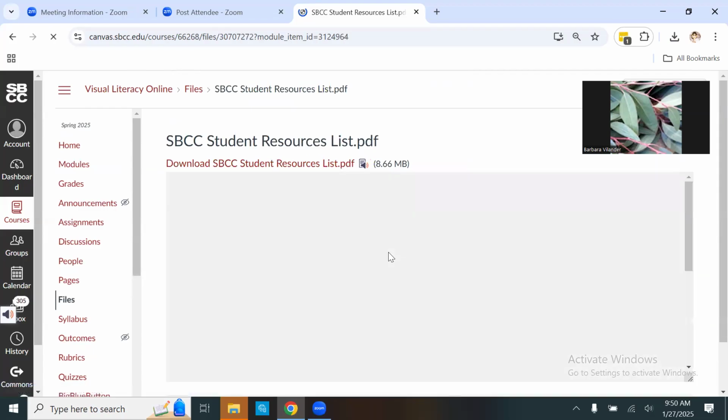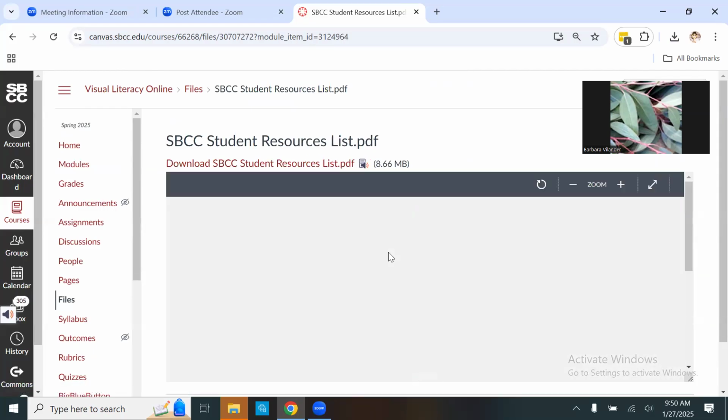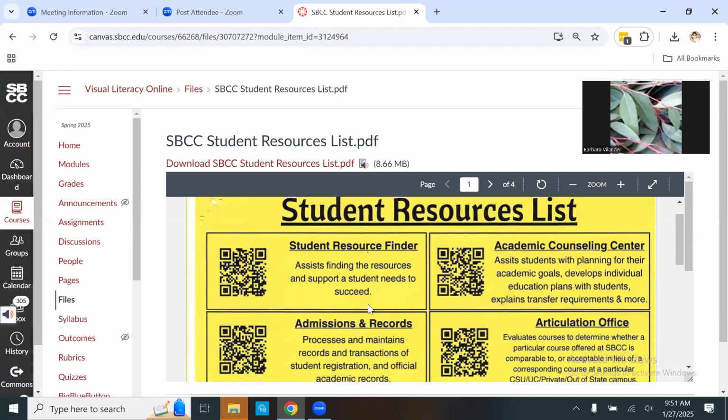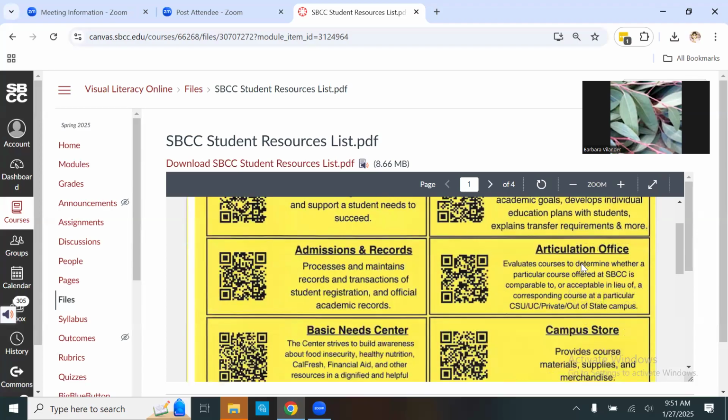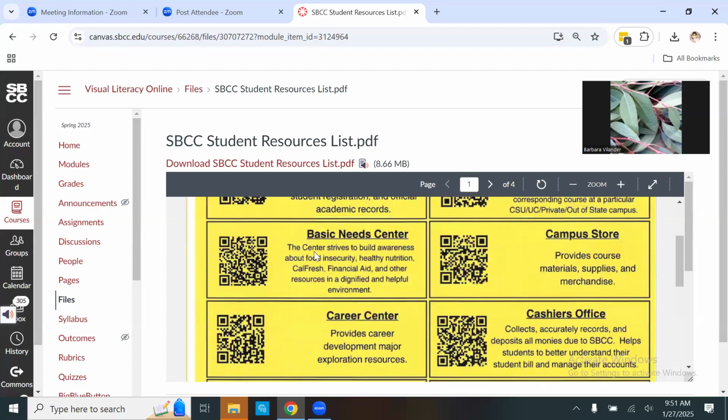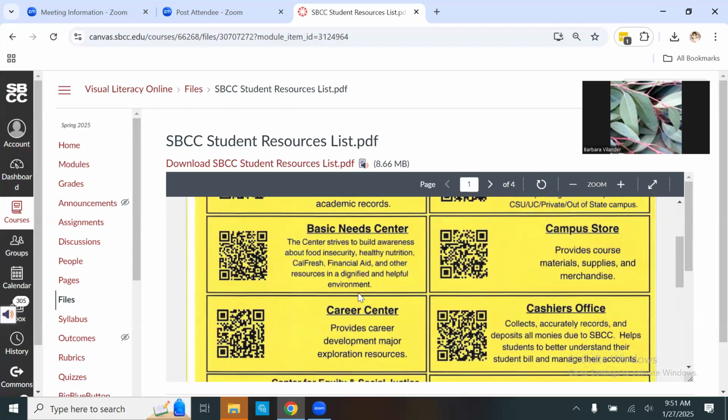I included this. I love this. This is the student resources list, okay? So you probably got this when you went through orientation here at SBCC, but these are, and I've used my phone to scan these on my computer, it works. So academic counseling, admissions and records, articulation, basic needs center. So the basic needs center strives to build awareness about food insecurity, health, nutrition, CalFresh, financial aid, and other resources in a dignified and helpful environment. They are so there to make your life as a student at City College easier, okay?